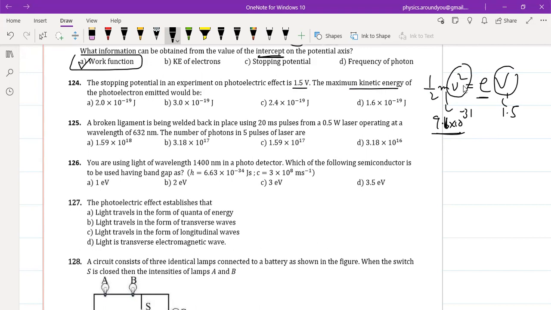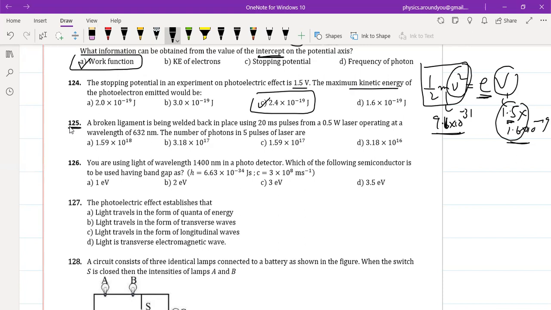Or since they are not asking for speed, they're asking for half mv square itself, you simply multiply 1.5 with this e, which is 1.6 into 10 power minus 19, and you will have the answer. What is 1.5 into 1.6? You try to approximate it. It should be lesser than 3. So one approximation can suggest it should be option C. Slightly lesser than 3, and the one slightly less than 3 is 2.4. So I'll go with option C.